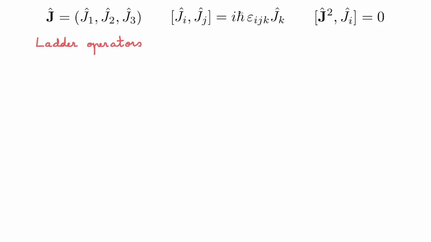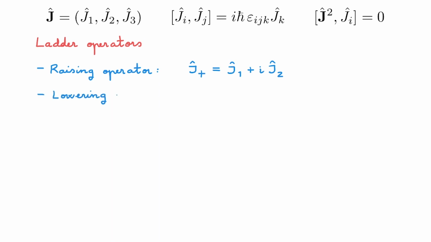As you probably guessed, the ladder operators are linear combinations of J1 and J2, and there are two of them. The first one is called the raising operator. We label it with J+, and it is defined as equal to J1 plus iJ2. The second one is called the lowering operator. We label it with J-, and it is defined as equal to J1 minus iJ2. At this stage, we're just going to accept that these operators are called raising and lowering operators, and collectively called ladder operators. But the rationale for these names will become clear later in the video.